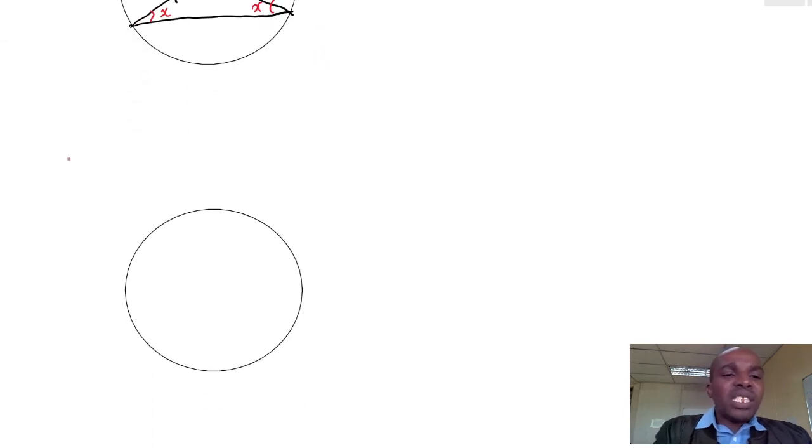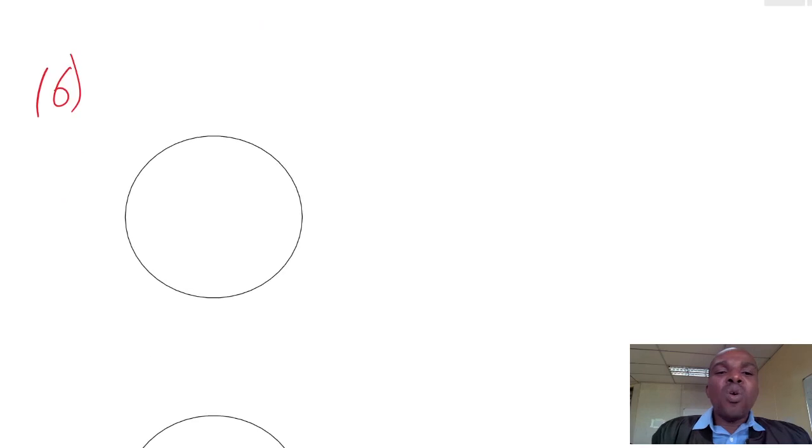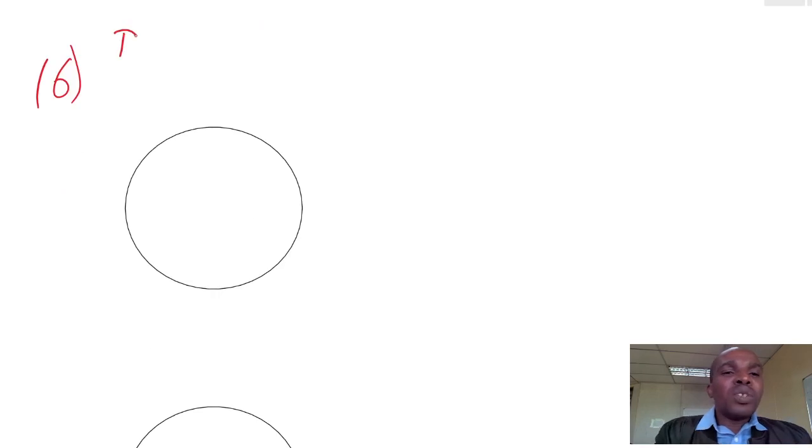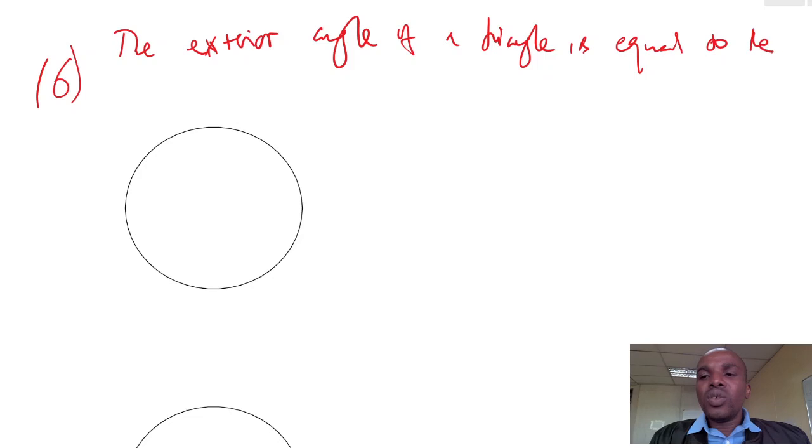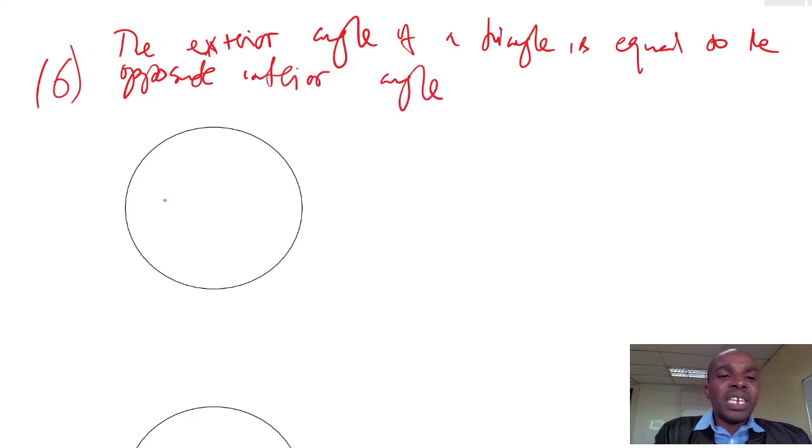Then the next one, theorem number 6: the exterior angle of a triangle is equal to the opposite interior angle. The exterior is the outside angle. The exterior angle of a triangle is equal to the opposite interior angle, the inside angle that is opposite the exterior. It applies in circle geometry. Like in this case, if I draw my triangle like this, there is usually a tangent.